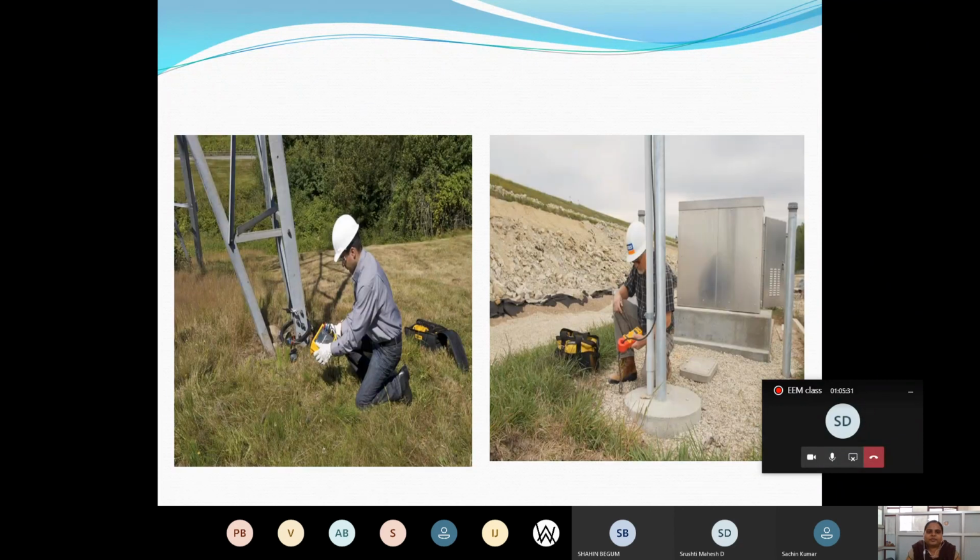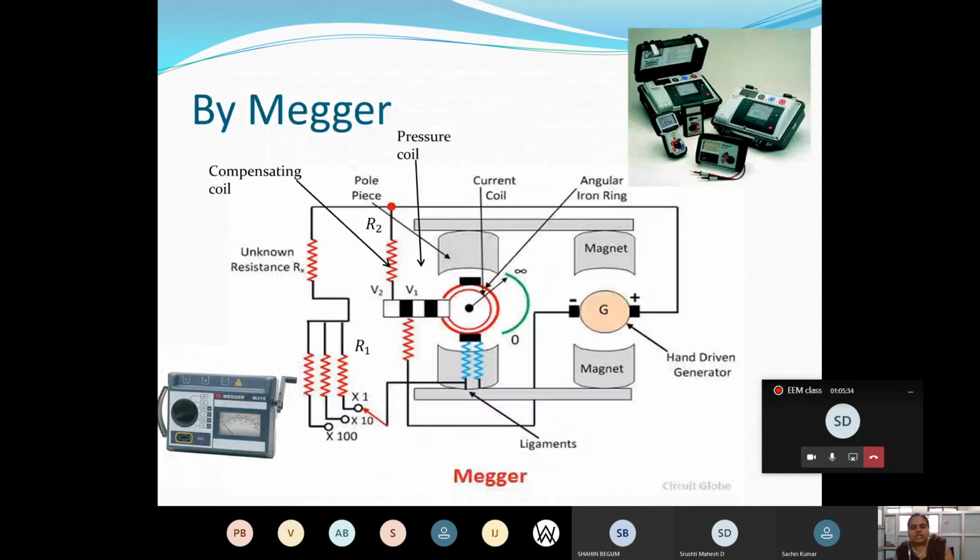Then we'll go for the next one. This is very important for an 8 marks question: earth resistance by using a Megger.